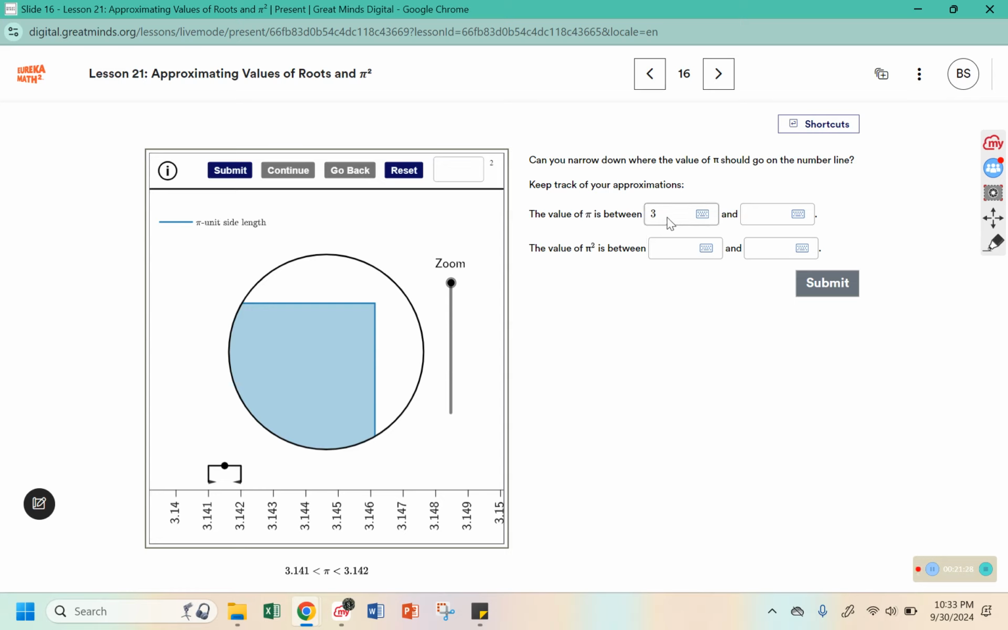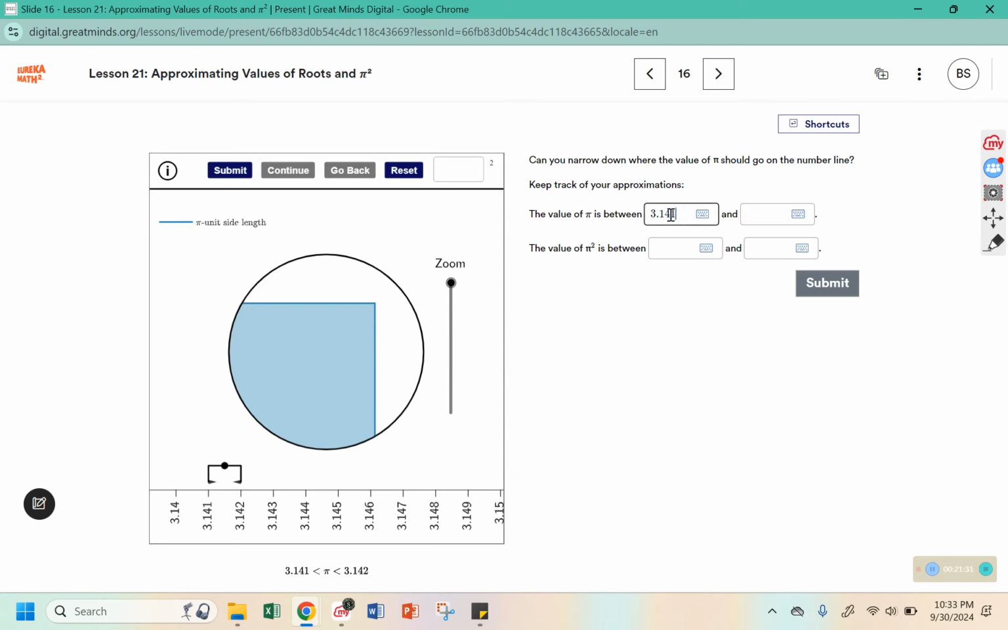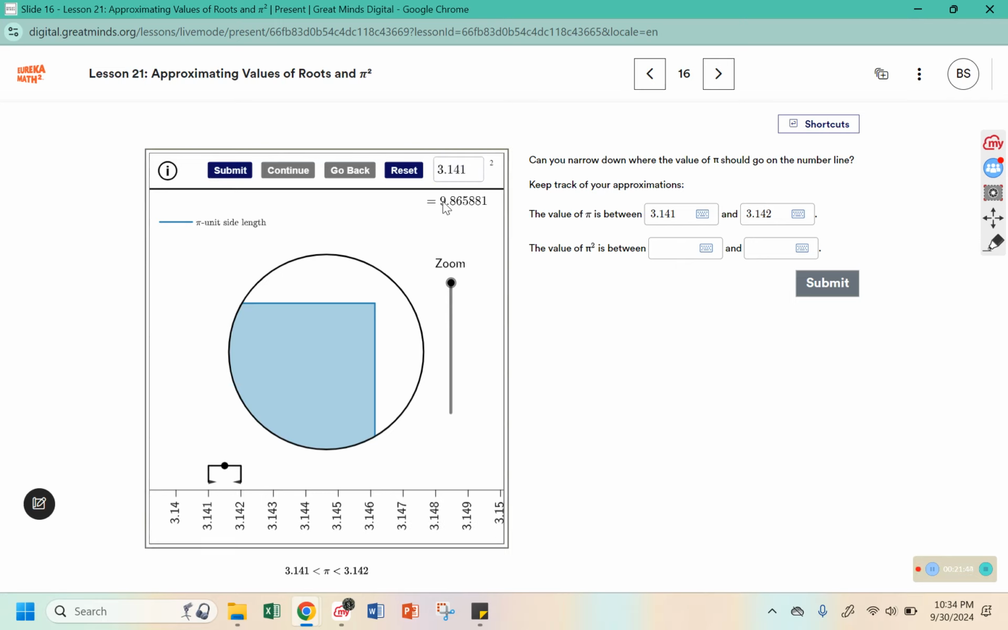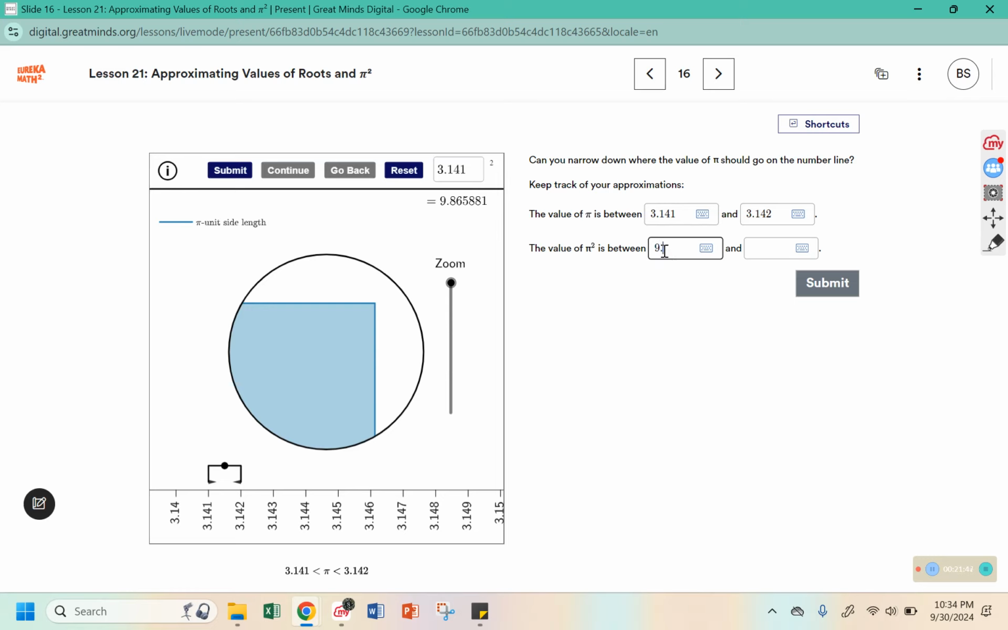So it is between 3.141 and 3.142. So for the squared value, we would type in 3.141, and that tells us 9.865881. And we're going to change that to our over approximation, and that says it's between 9.865 and 9.872164.